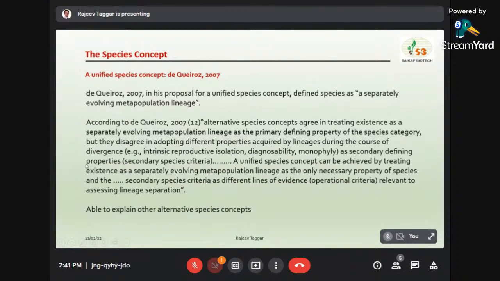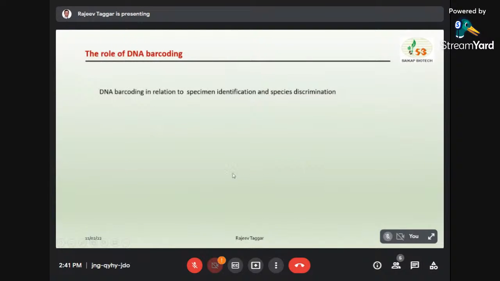Now, one thing is very clear here. What DNA barcoding does is, basically, it will tell us a plant belongs to this particular species. Let us go back to DNA barcoding now, and we'll see what DNA barcoding can do or cannot do. Now, what is the role of DNA barcoding? I'll go back to the initial slides where we discussed what DNA barcoding does.